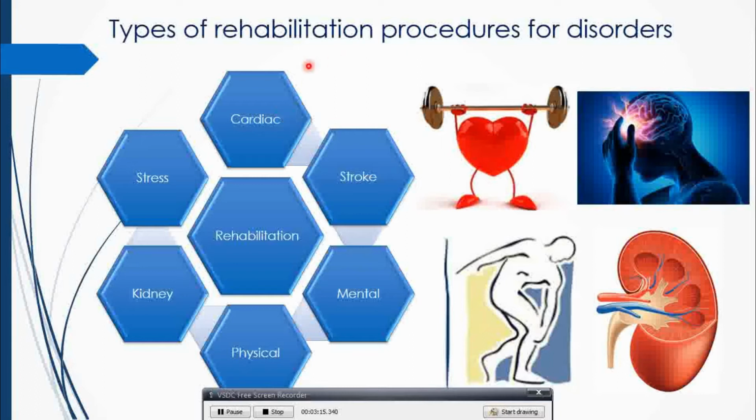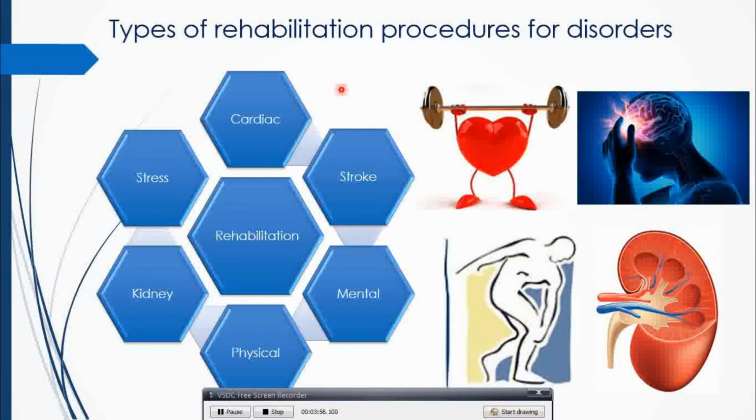So if we say types of rehabilitation procedures for disorders, there are so many, but here I have selected a few. So in rehabilitation, you can focus on cardiac, that means all the function on the heart problems. For example, a person who undergoes bypass surgery, or any sort of surgery related to the heart, angioplasty, and some other stent operation, and so on.